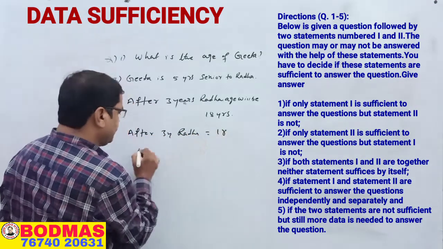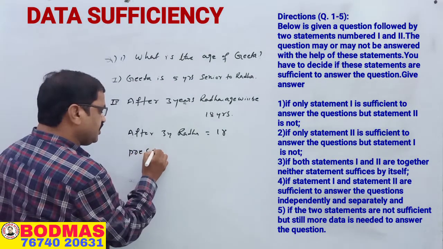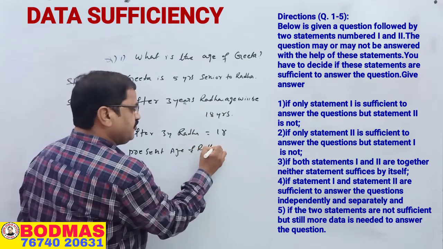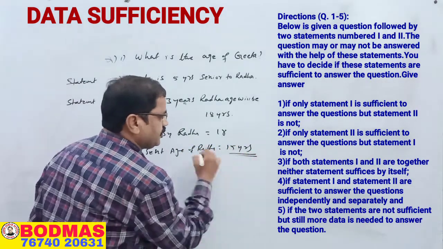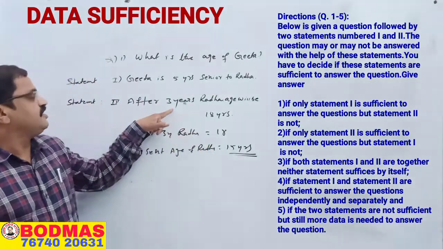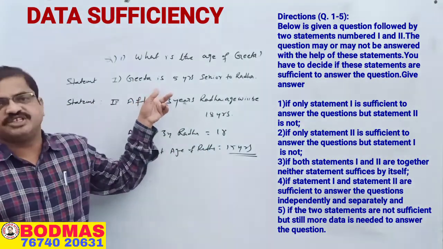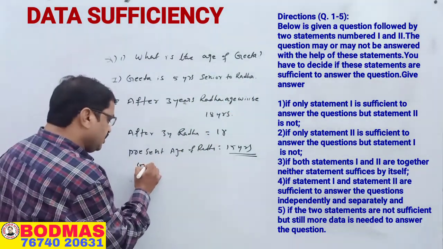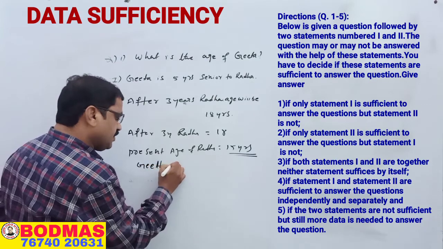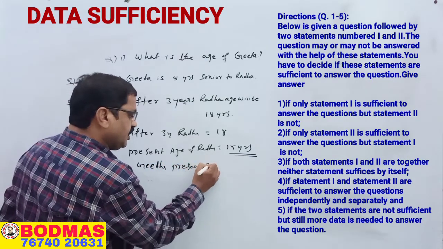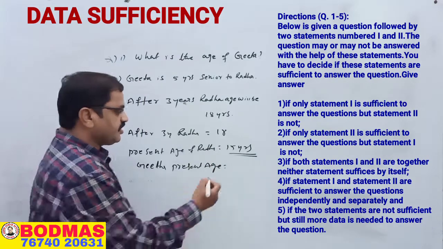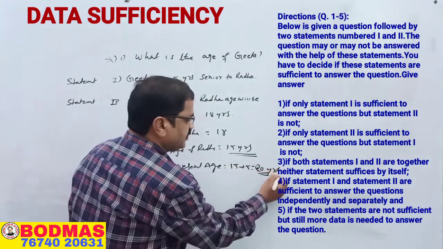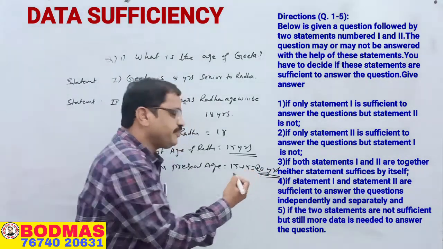Radha will be 18 after 3 years, so what is her present age? Present age of Radha is 15 years. Okay, we got it. With the second statement we got Radha's present age of 15 years. If we add the first statement, Geeta is 5 years senior to Radha, then automatically Geeta's present age is 15 plus 5, which is 20 years. Very, very simple.